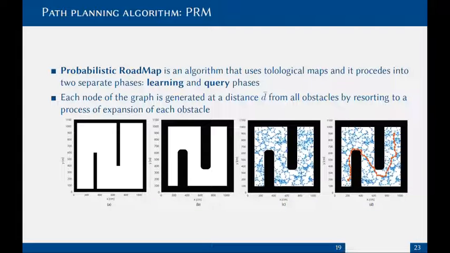This can be done by using an expansion algorithm for each obstacle. In the query phase, on the other hand, a graph is built using the points previously generated. Then the Dijkstra algorithm provides the shortest path from the current position of the robot toward the target point. Notice that only the waypoints belonging to the vision radius are used.